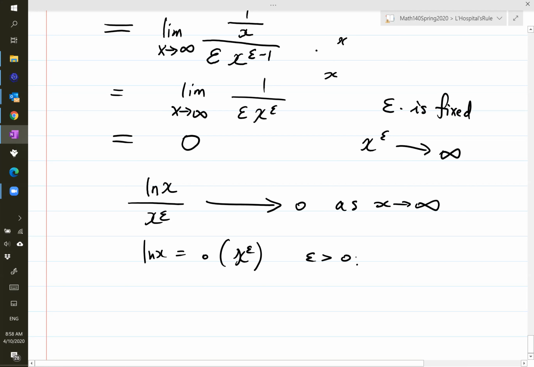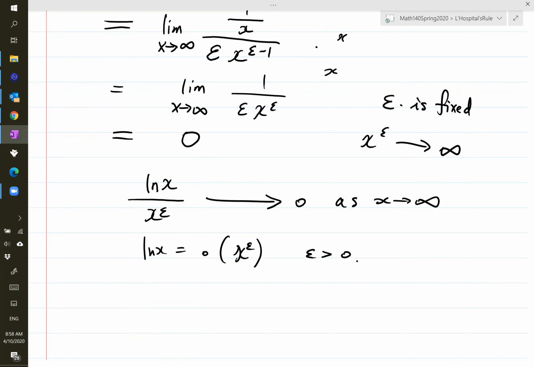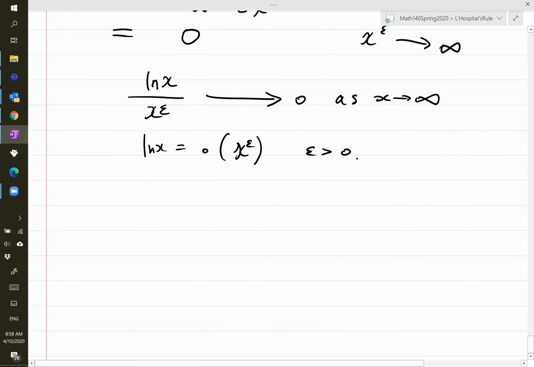Okay, more examples. Sometimes we need to do a little algebra trick to apply L'Hopital's rule. For instance, L'Hopital's rule applies to a quotient.